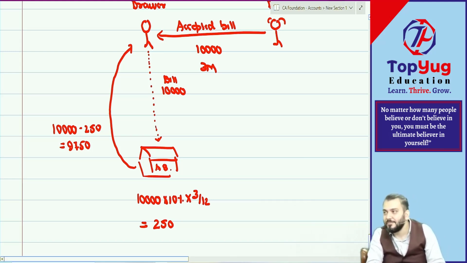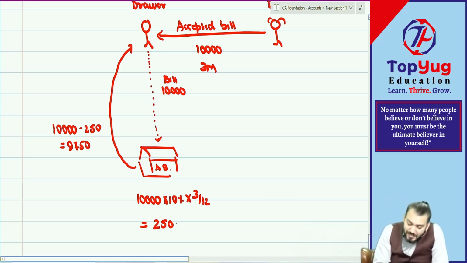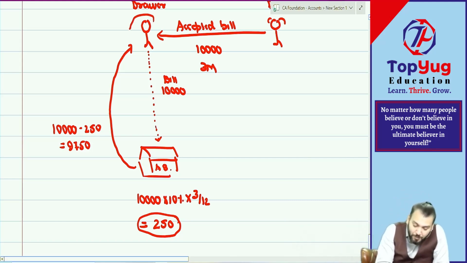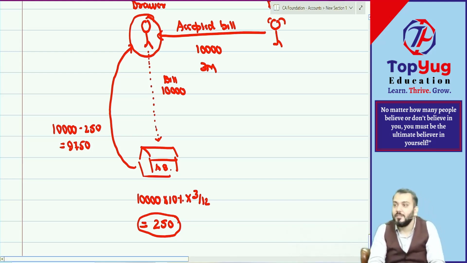Understood? Correct. But can I say this is discounting income of the bank? This becomes income of the bank and an expense of Ram. Understood? So you need to give the journal entry now. We are concentrating from the point of view of Ram. So you need to give the journal entry from the point of view of Ram, not from the point of view of the bank. Correct? Understood? Can we start?